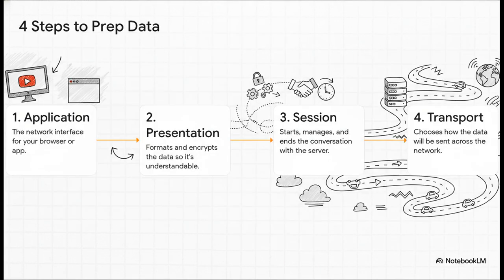Okay, so to make sense of all this, we're going to use a kind of roadmap. It's based on the first 4 layers of how networks talk to each other. Just think of these as the prep stages. They take your simple click and turn it into a request that's properly packed, addressed, and ready for its big cross-country or maybe even cross-continent road trip.